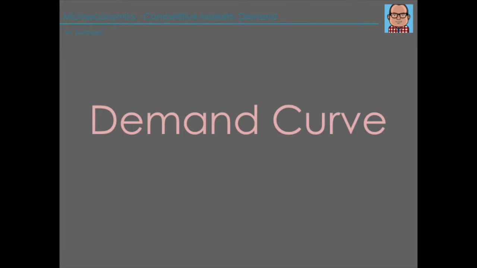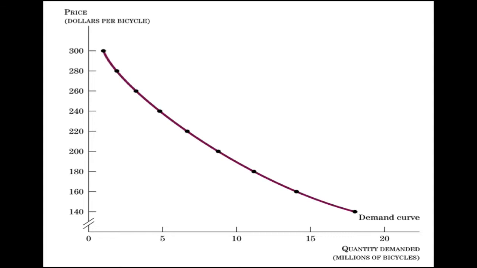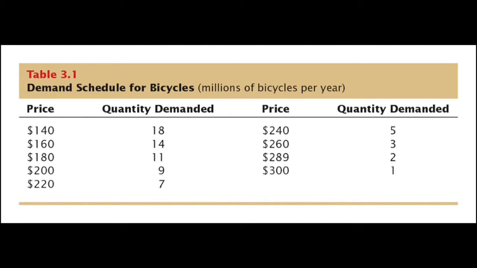Demand curve is a graphical representation of demand. The information it contains describes the quantity of a good that a buyer is willing to purchase at different prices. Note that both the demand curve and the demand schedule should describe the same information.